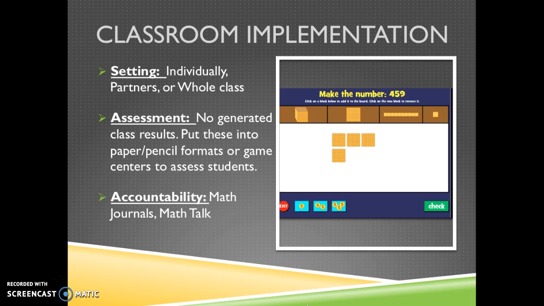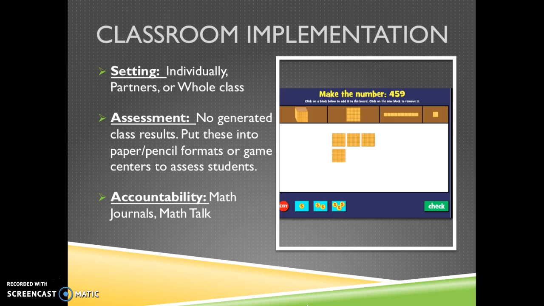Regarding accountability, another way that you can keep students accountable for learning while doing this activity is by having them keep a math journal and having them share one of the problems that they solved, and in writing and pictures explain how they solved that problem. And you can also share those learning findings during math talk time at the end of your class. So those are just a few ideas I have for implementing this in the classroom.